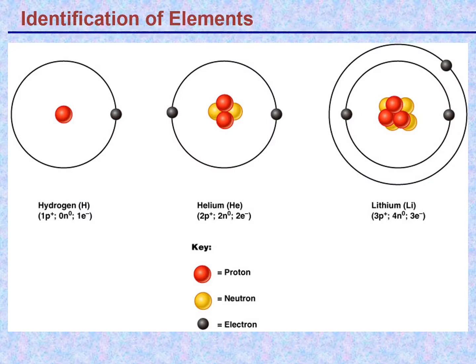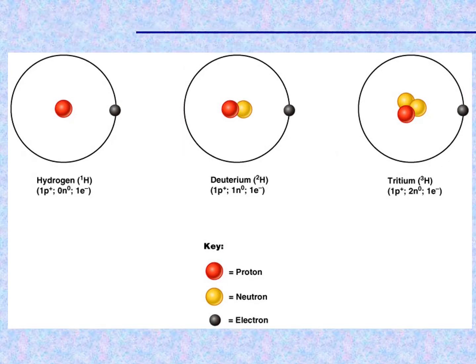Okay, so here we have three different elements. You see hydrogen, helium, and lithium. The atomic numbers are 1, 2, and 3. Hydrogen has 1 proton, 1 electron. Helium has 2 protons, 2 electrons, and 2 neutrons. There are no neutrons in hydrogen. Let me see now. Yeah, and lithium. Let's move on.